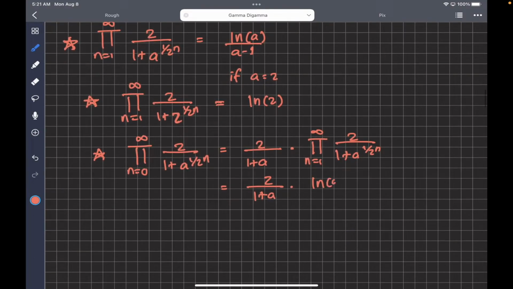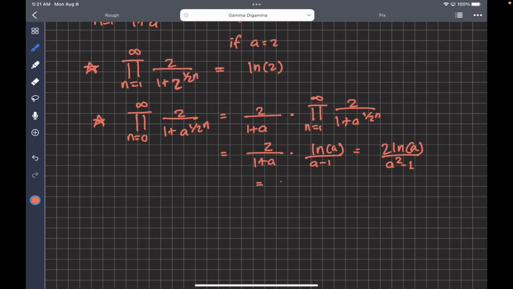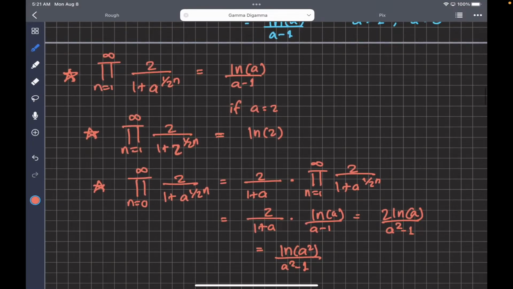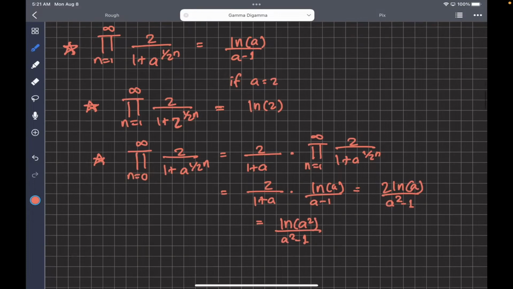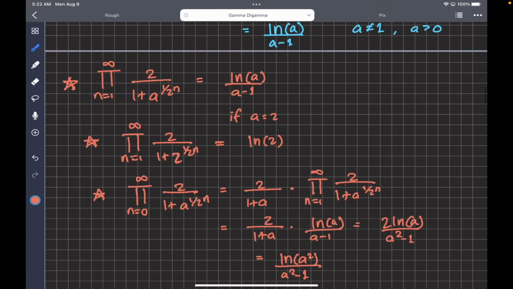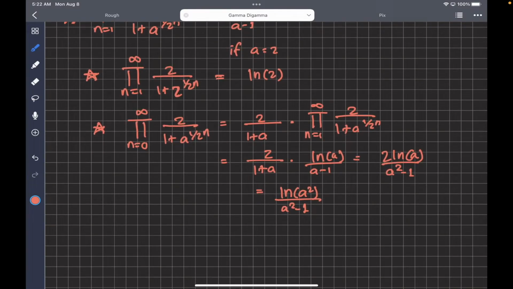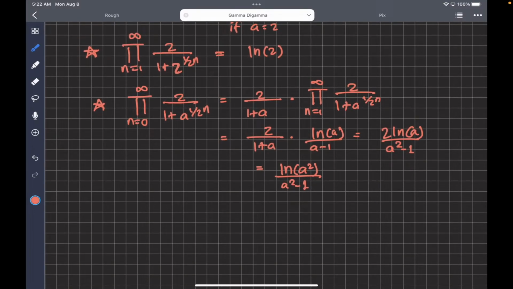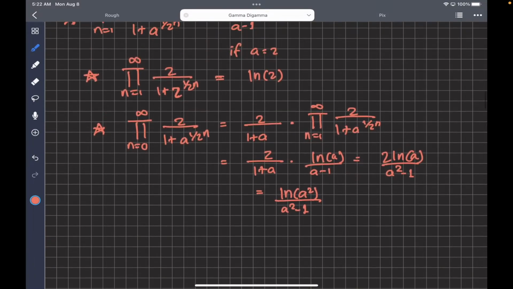It's precisely natural log of a over a minus 1, which yields 2 times natural log of a over a squared minus 1, which can also be written as, it is unnecessary, but natural log of a squared over a squared minus 1. So you see, when we started from 1, we had natural log of a over a minus 1. We start from 0, the a just gets squared, so it's a squared over a squared minus 1. That's, I don't know, probably just a coincidence, but it's certainly nice to notice this pattern with these things.